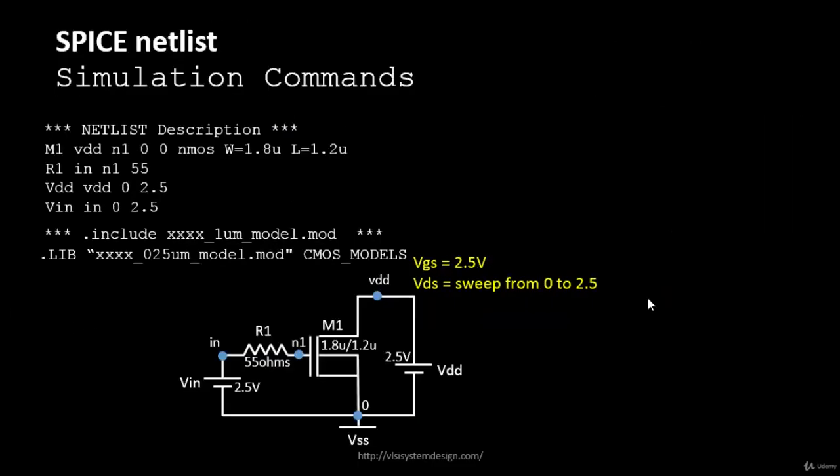Since I'm already running out of time, we'll add the simulation commands. We'll give some commands that will tell the Spice engine that VGS has to be swept from 0 to 2.5 volts, and VDS has to be swept from 0 to 2.5 volts. So we'll add those commands, and let's try to do the complete Spice simulation in the next video.